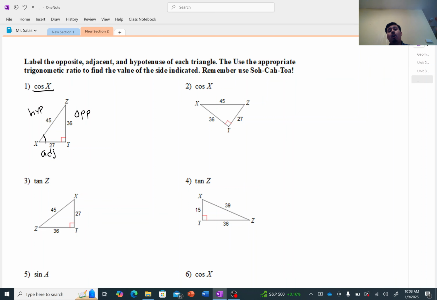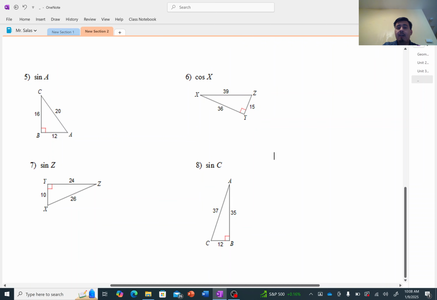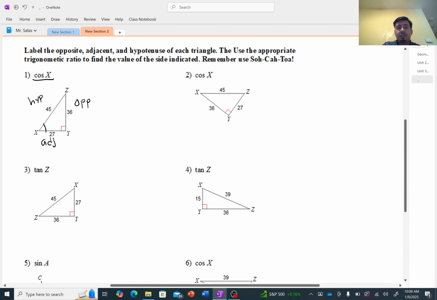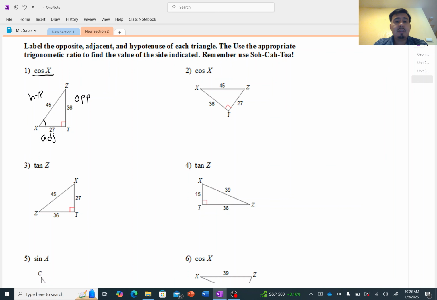You're going to do that for all 8 triangles. Yes, I said 8. Here you have them. They will also be in the document that I share with you on Google Classroom, so that way you can have this document for yourself, okay? Now, after I find the hypotenuse, opposite, and adjacent, I want to find the value of that ratio.